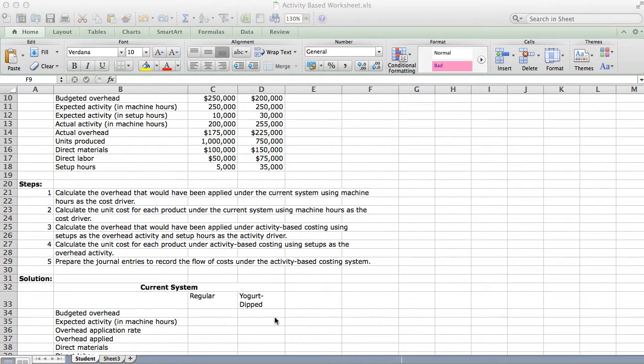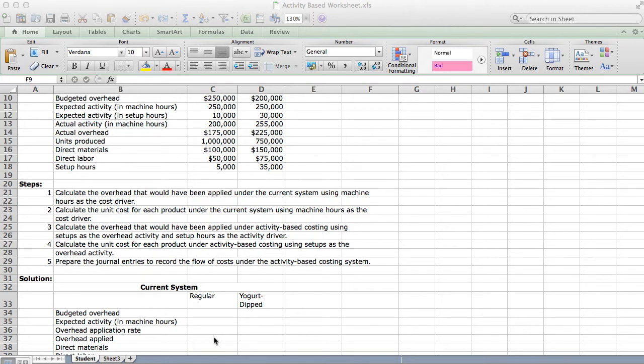The expected activity and machine hours is also already provided to you in the above example. And then here they're asking for the overhead application rate. And what that is, you're going to calculate how much in dollars for overhead would you allocate to each machine hour. In order to calculate the overhead application rate, you're going to take the budgeted overhead and divide it by the expected activity, and that'll give you an overhead application rate. You'll do that for both regular and for yogurt dipped.